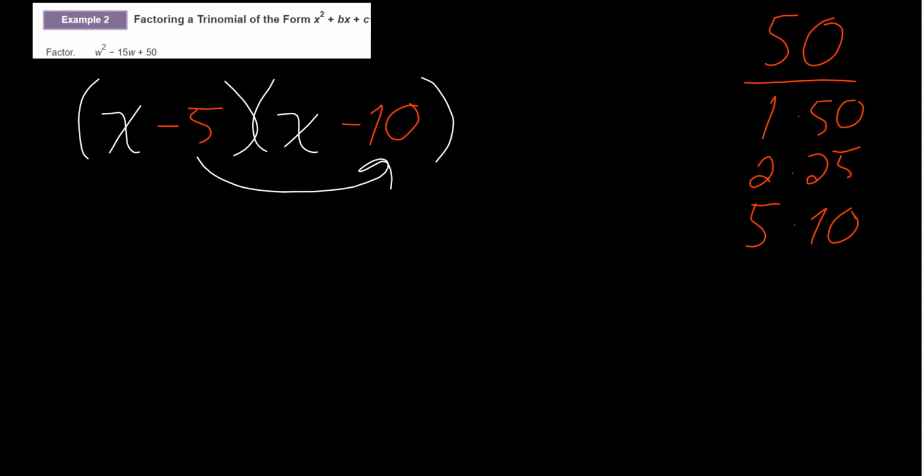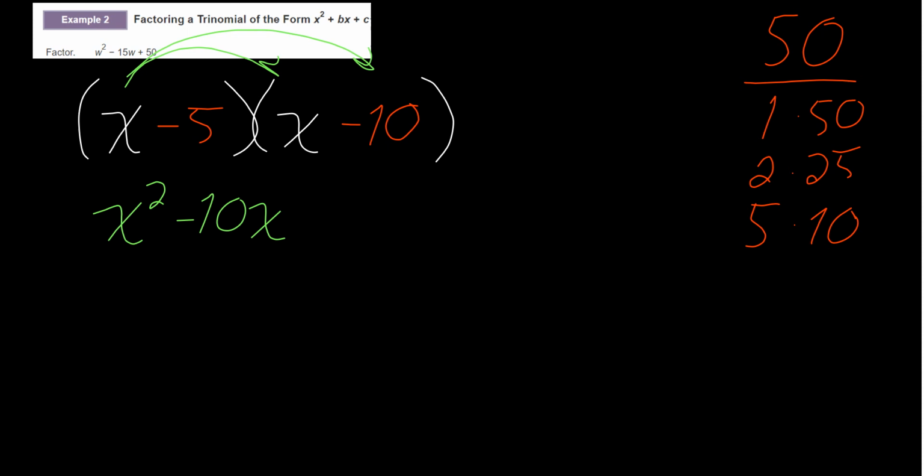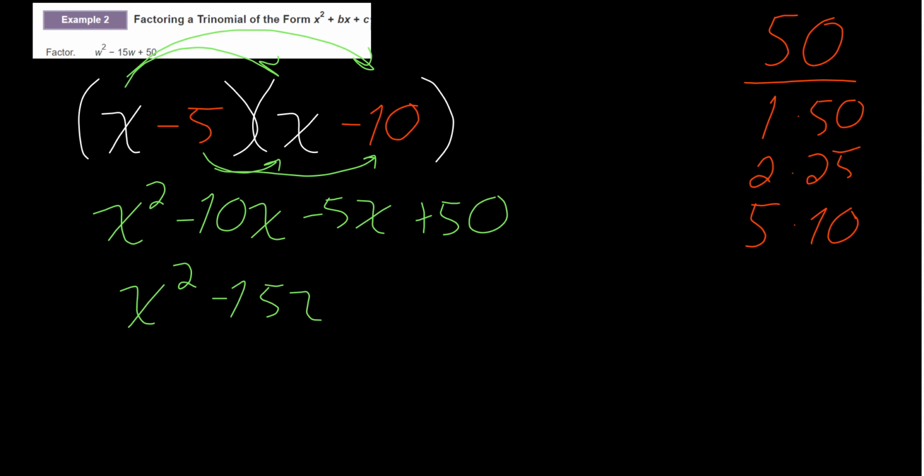So let's just FOIL again to really drive this point home. X squared minus 10x minus 5x, and again, it's a negative times a negative, so it's going to be plus 50. Combine the like terms, and we indeed have the exact same as the original problem.